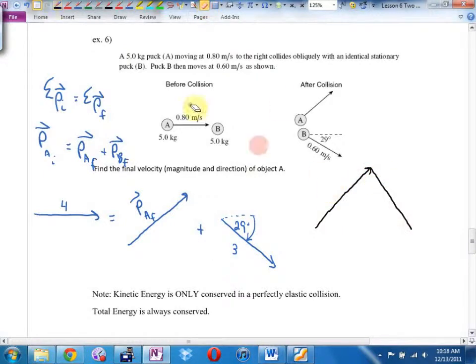Momentum of object A final, plus 3, equals 4. I need to find an angle in here. Well, if this angle here is 29 degrees, I'm pretty sure that this angle here is 29 degrees.